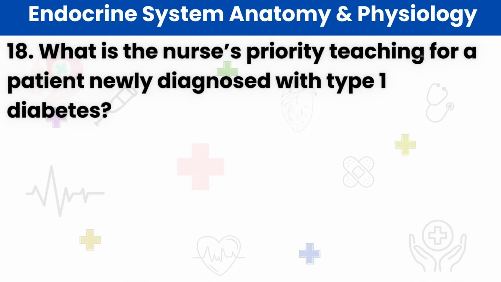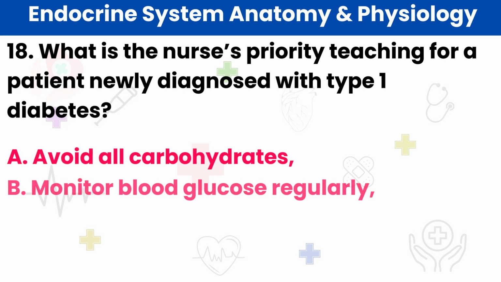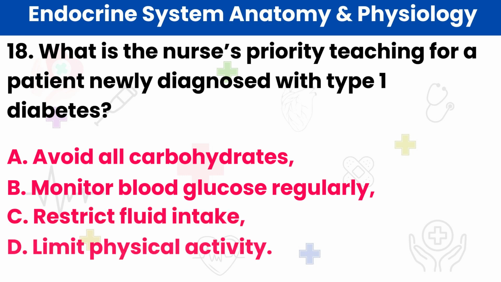18. What is the nurse's priority teaching for a patient newly diagnosed with type 1 diabetes? A. Avoid all carbohydrates. B. Monitor blood glucose regularly. C. Restrict fluid intake. D. Limit physical activity.